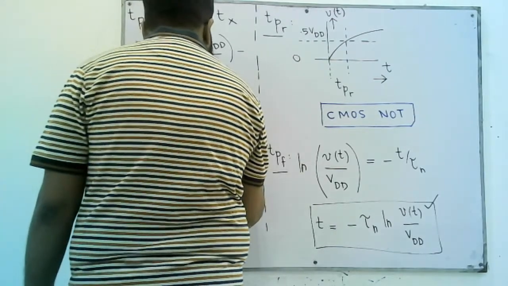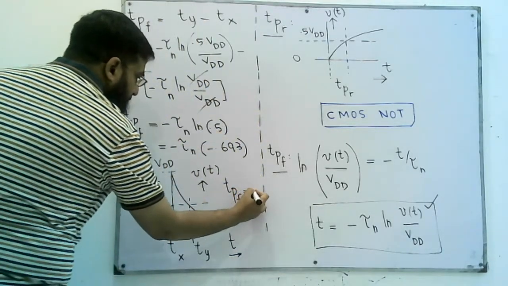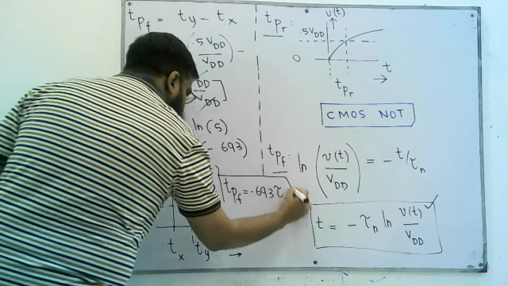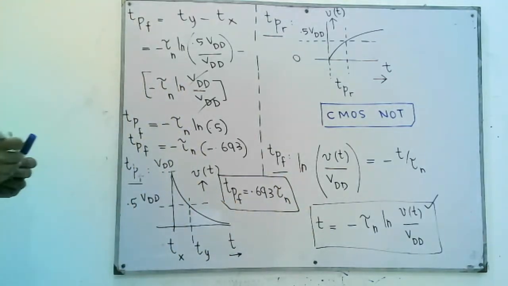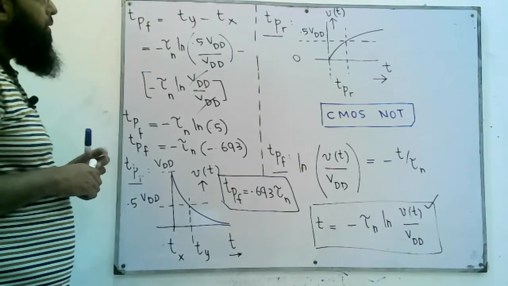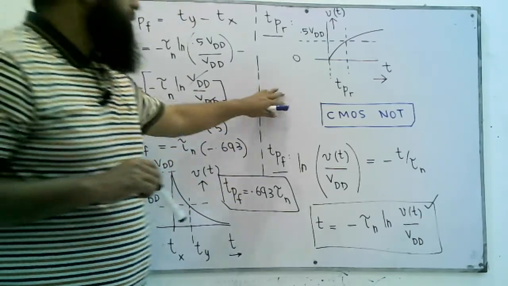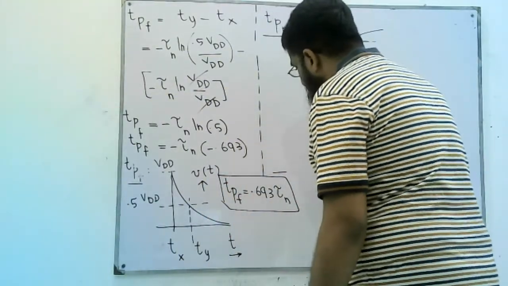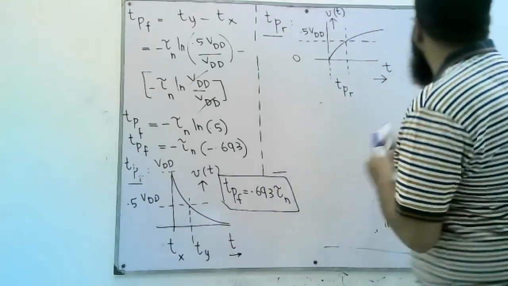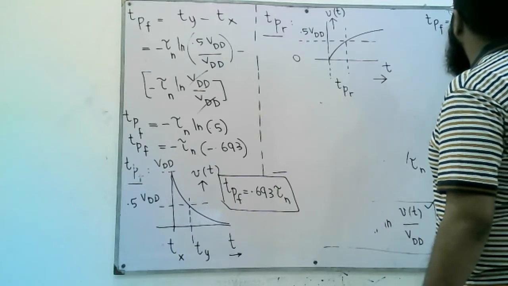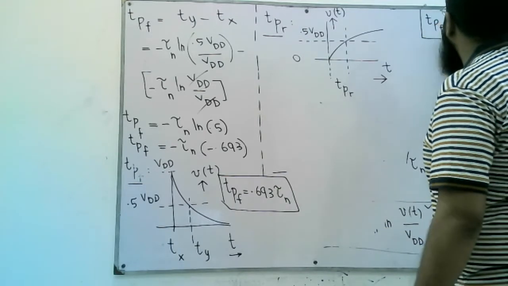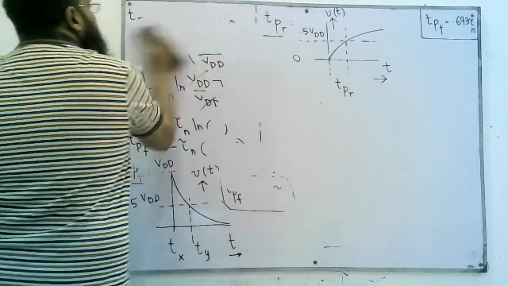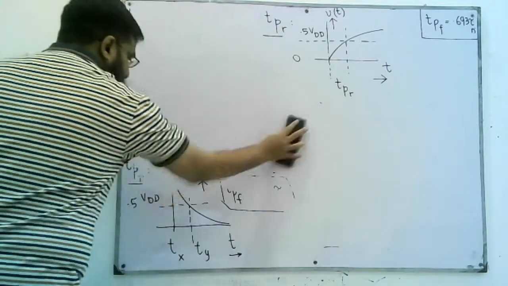So TPF is 0.693 times tau n. This is how we can compute TPF, right? On the same lines we can find TPR. So keeping this as a separate result, TPF is 0.693 times tau n. We'll use that later, and now we can remove everything else on the board, all these calculations.